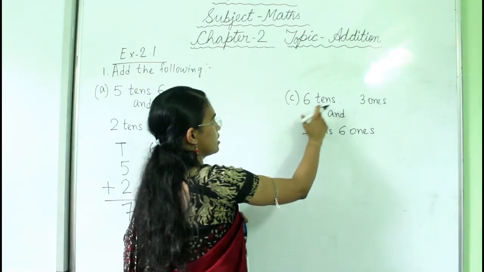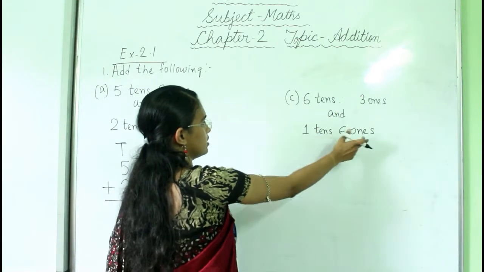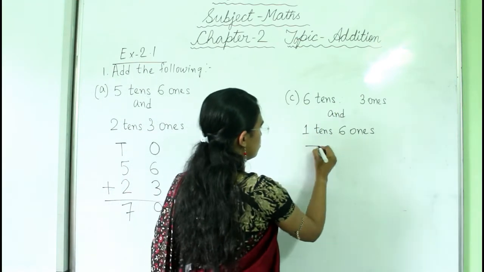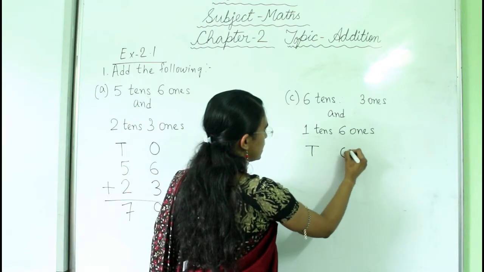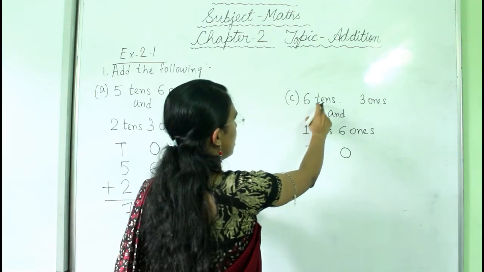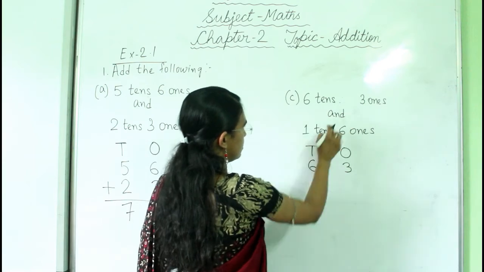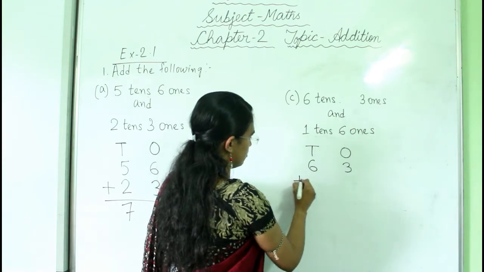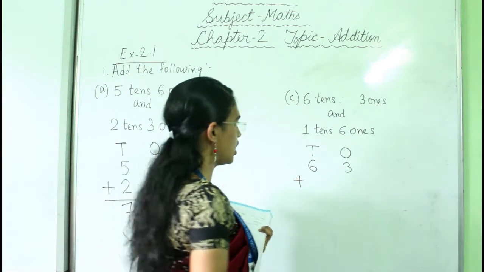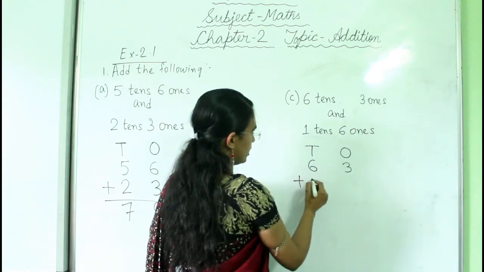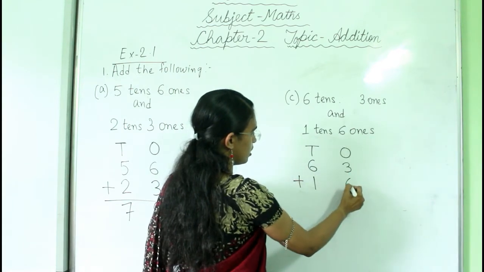What is the question? 6 tens, 3 ones and 1 tens, 6 ones. So first we have to write what? T and O. Then you have to put 6 in tens place and 3 in ones place. Then instead of "and", use plus sign or addition sign. Then put 1 in tens place and 6 in ones place.